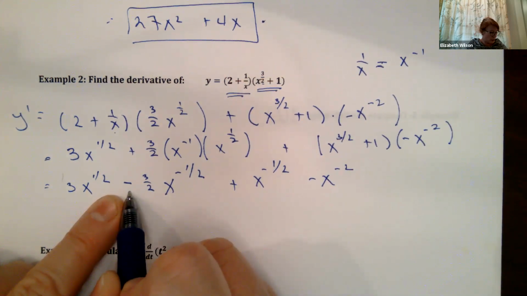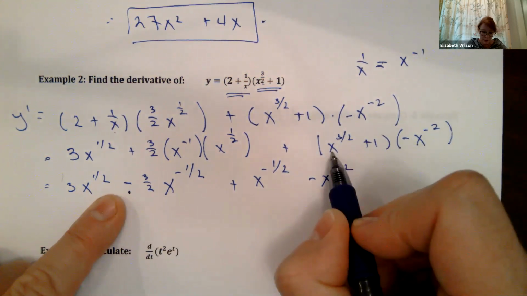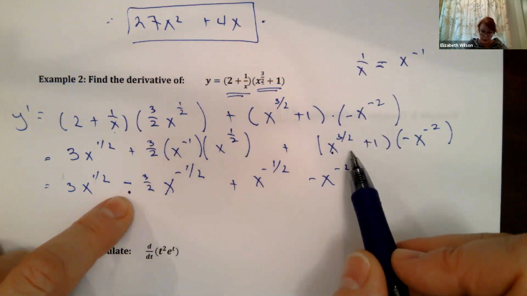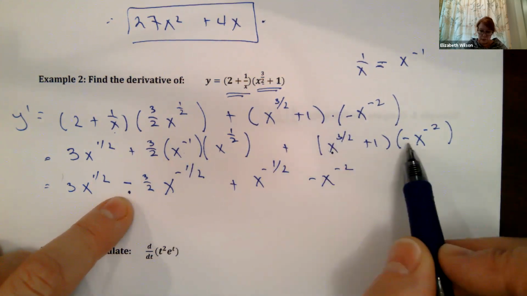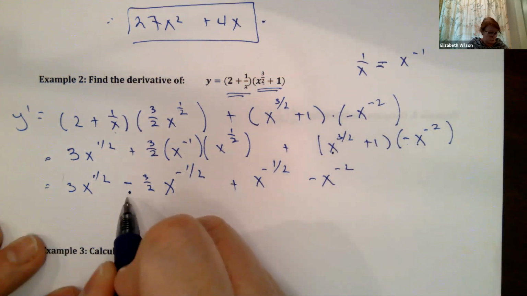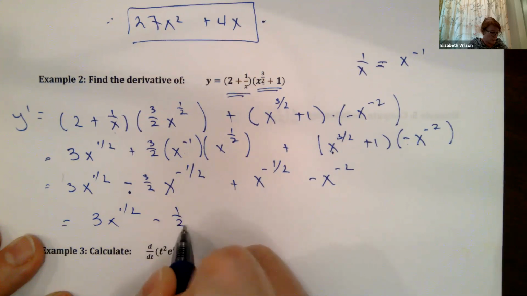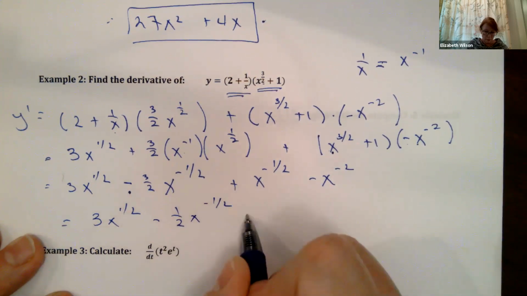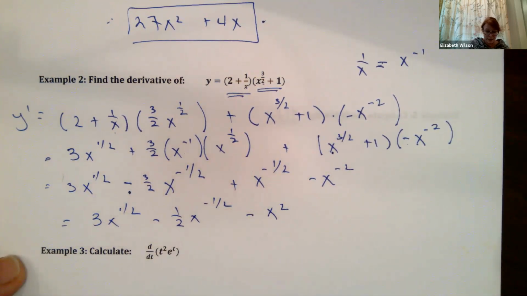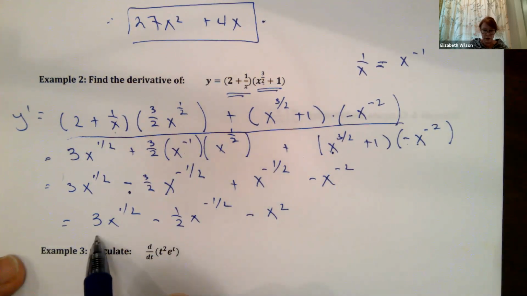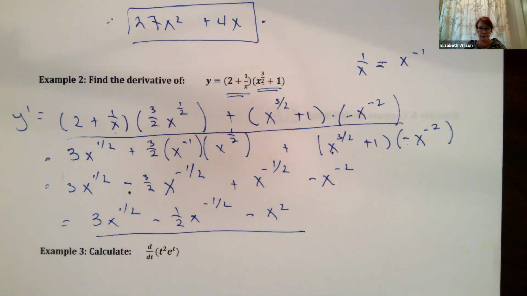I need to think about why I made that a negative. I think it's because I multiplied this by here, so that becomes negative over here, and then I was working with x to the minus 1, and I just multiplied these out. Anyway, it equals 3x to the 1/2 minus 1/2 x to the minus 1/2 minus x squared. Technically speaking, you could have left it like this if you weren't sure, or you could combine like terms to get that.